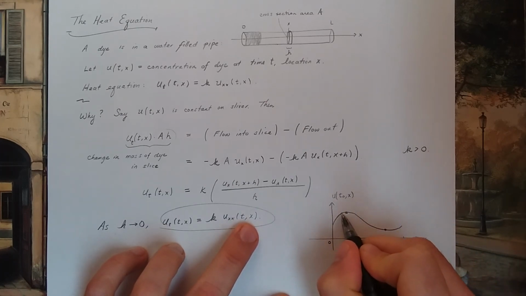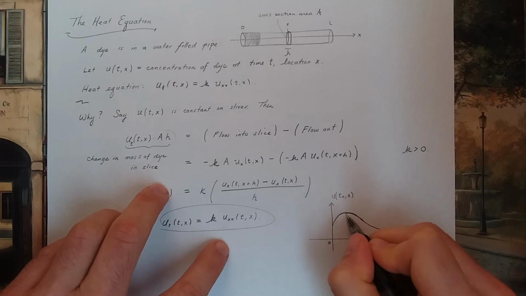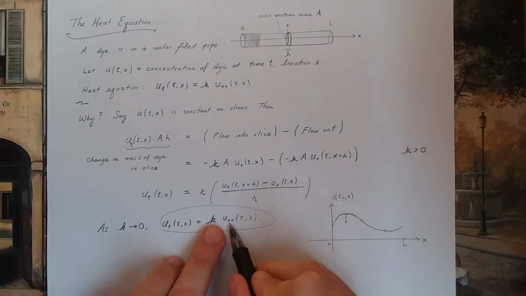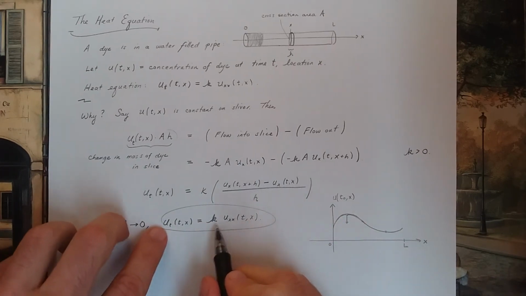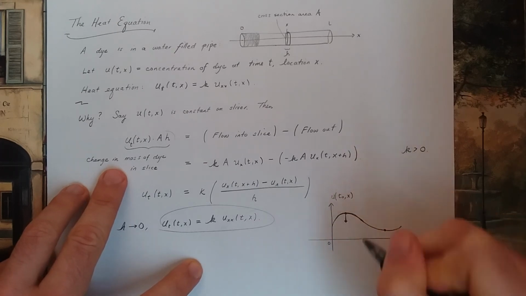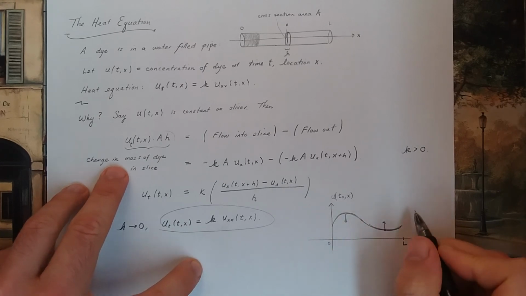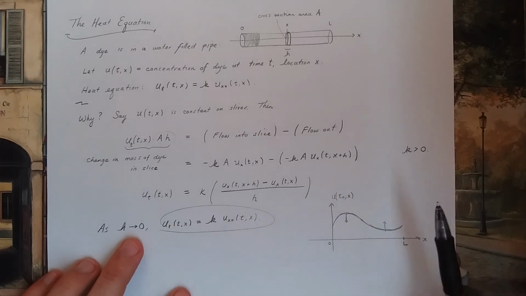So where the function is concave down, I find the concentration will go down. And the more concavity there is, the more concave down it is, the faster the concentration will go down. If the function is concave up, the concentration of the dye will go up. So that's an intuitive reason of why there's a second derivative involved.